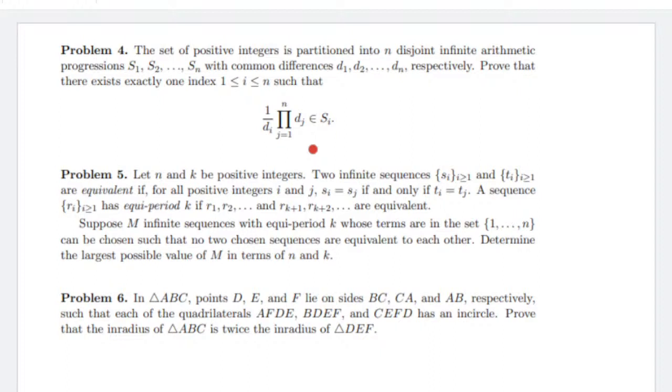All right, let's go to the next question. n and k be two infinite sequences. Okay, I mean n and k are not infinite sequences. Oh wait, I don't think that's NT. I don't think that's number theory. Looks like combo now. I said NT from the periodic thing.